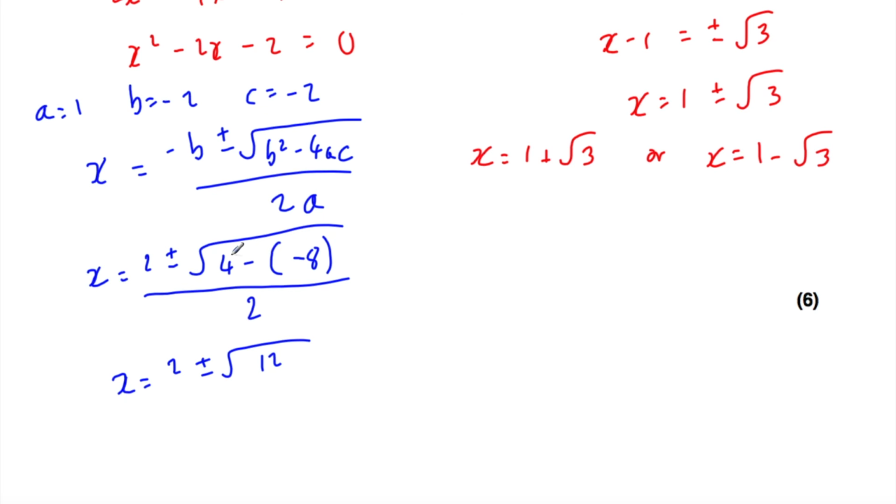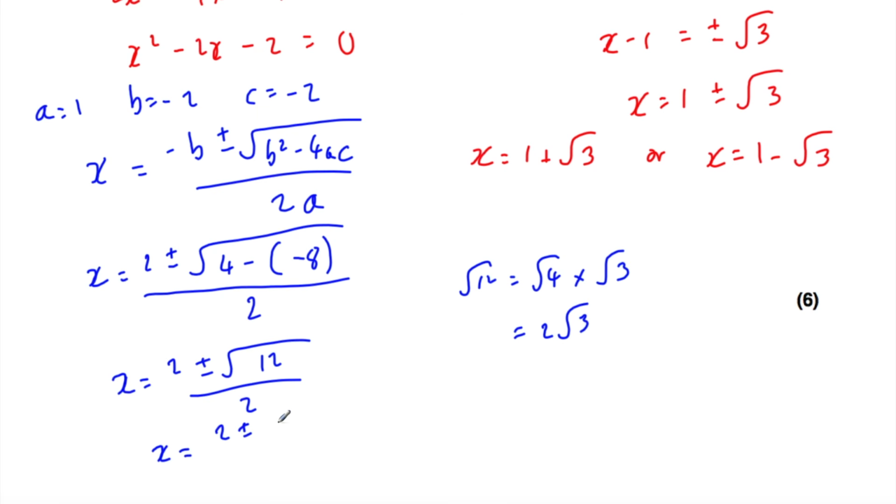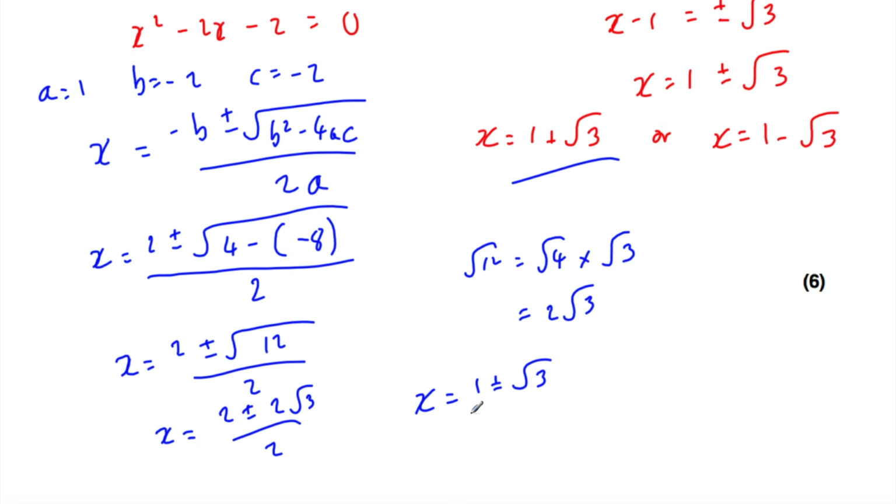So we'd have x is equal to 2 plus or minus the square root of 4 minus minus 8, well that's 12, because you're subtracting a negative, and then divided by 2. And then let's simplify the surd, so root 12 is equal to root 4 times root 3. The square root of 4 is 2, so that's 2 root 3. So we've got 2 plus or minus 2 root 3 over 2. And then finally, if you divide everything through by 2, you get x is equal to 1 plus or minus the square root of 3.